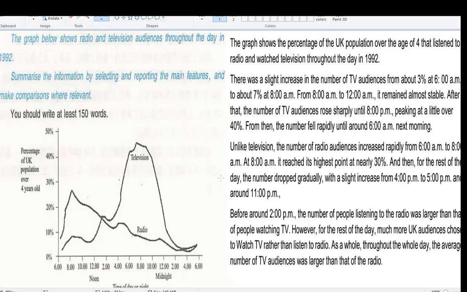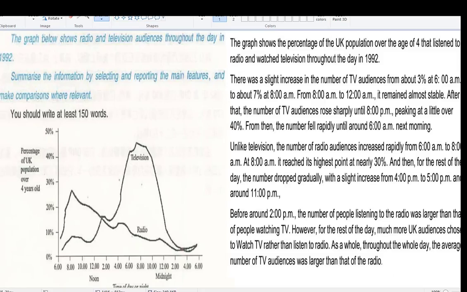Okay, here's our next script. These charts showing radio and television. Let's look at the word count. It comes in at 202 words, a little bit lengthy. But let's see. The graph below shows radio and television audience throughout the day in 1992. The axis here tells us percentage of UK population over 4 years old. We have radio, we have television, and then we have the times of the day from 6 to 6.